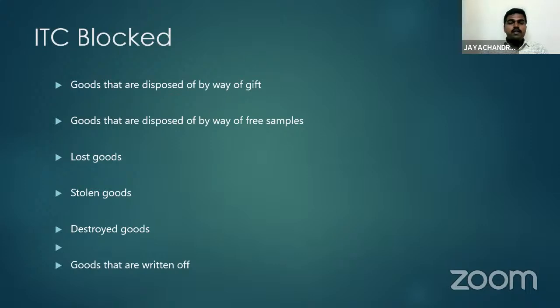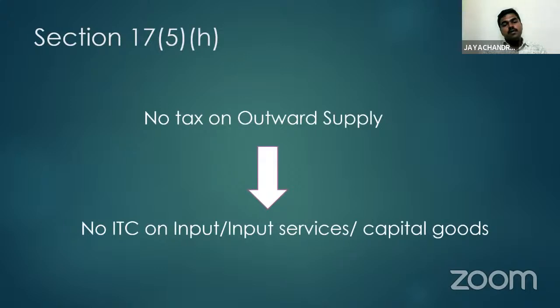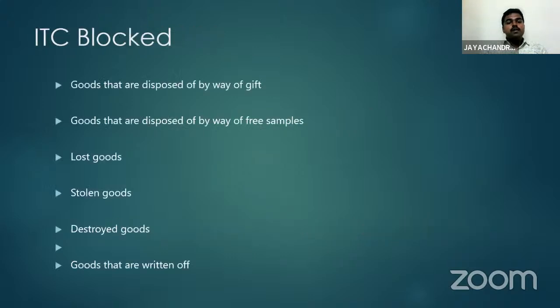If you are going to give that object or that thing to that end consumer as a gift or free sample, where is the revenue generating? You cannot generate the revenue. You will not collect the tax from those people. You will not deposit it to the government. So the government is saying, please don't take that ITC from me. Keep that ITC as it is. If you are not going to collect tax from the outward supply, you should not take the ITC on the input services or input goods you have purchased, or the GST paid on your input services or capital goods. That is the argument. So goods that are disposed by way of gift or by way of free samples.